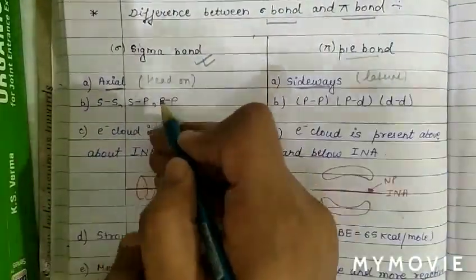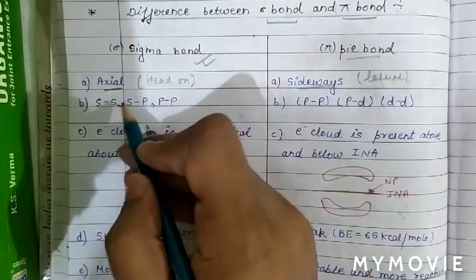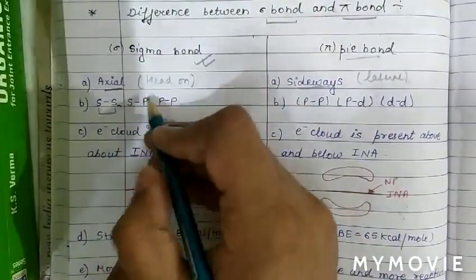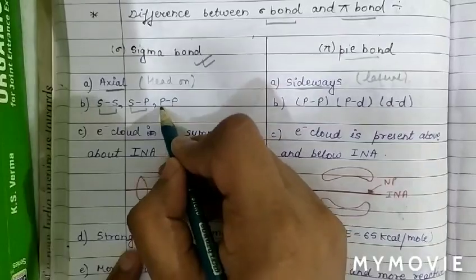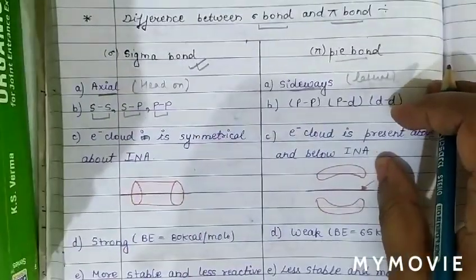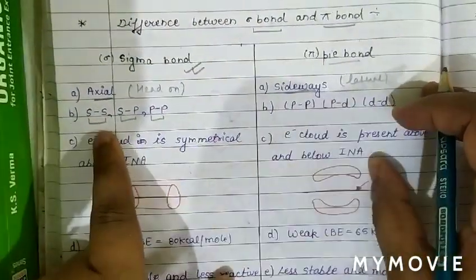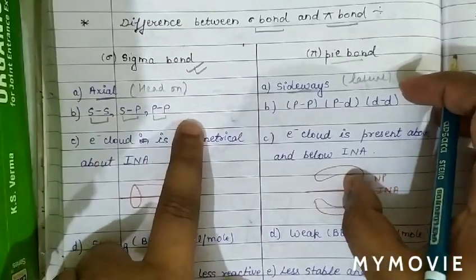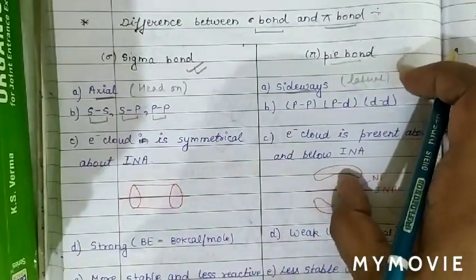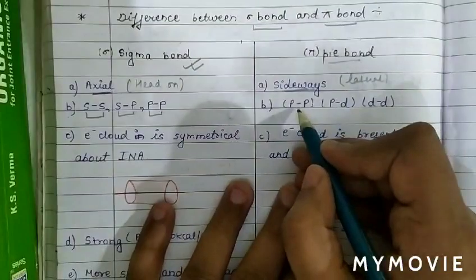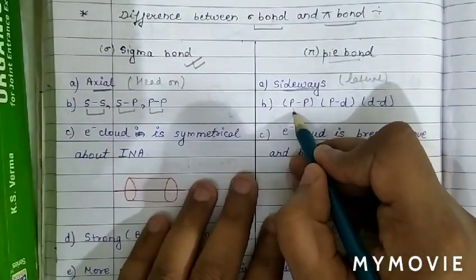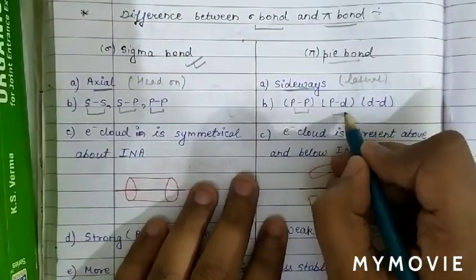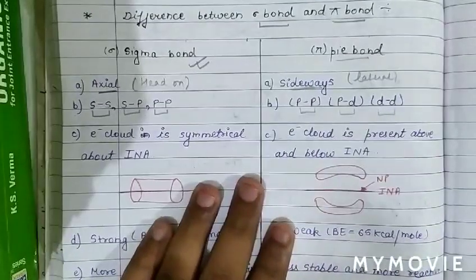The orbitals which can overlap head-on are s-s orbital, s and p orbital, and p and p orbital, but they must lie along the INA, internuclear axis, axial. Also, when a pi bond is formed, three types of overlap we have discussed: p-p, p-d and d-d overlap.